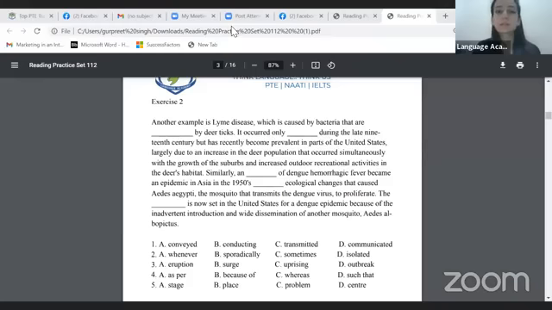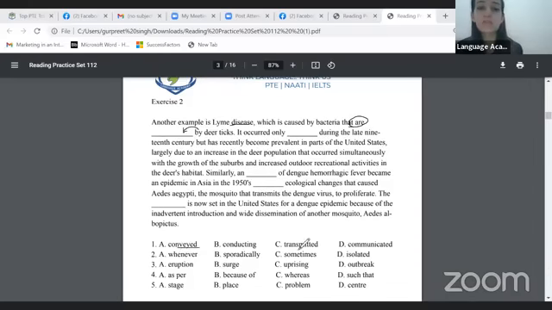Let's discuss the answers for this one. So this says another example is Lyme disease, which is caused by bacteria that are dash by deer ticks. So we are talking about a disease, and grammatically with "are" comes the ed form. We also know that before "by" comes the ed form. So let's see how many we have.